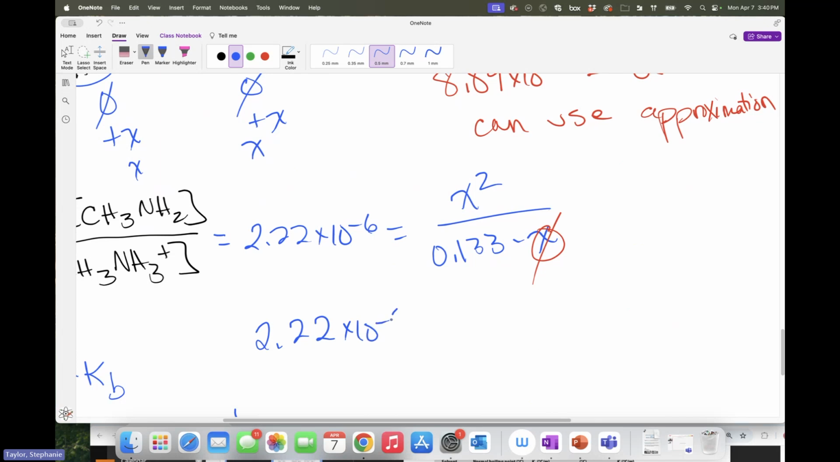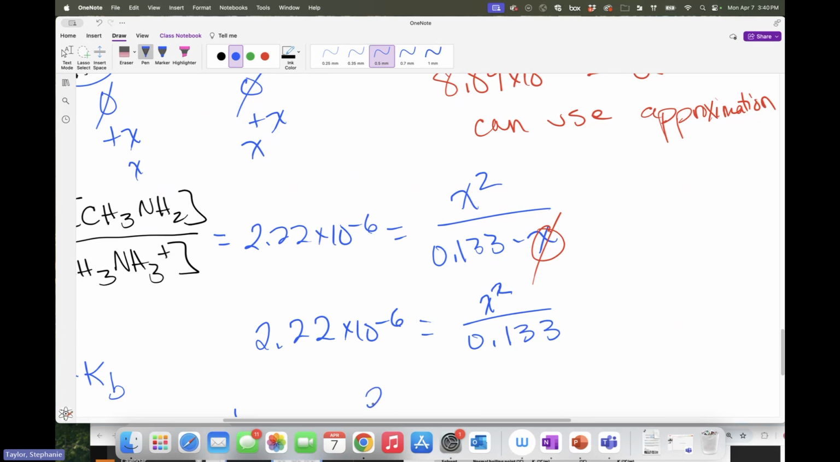2.22 times 10 to the negative 6 is equal to x squared. Sorry, my handwriting is so bad. I have my tablet. I'm just having bad handwriting today.